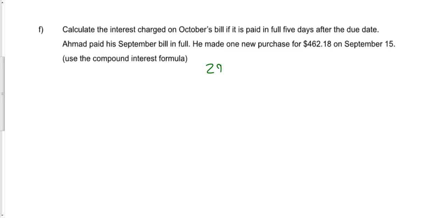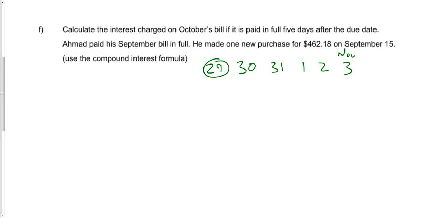5 days after would be, so this date you're fine, but he's late paying by 5 days. Because this is October, there's October 30th, the 31st, November 1st, November 2nd, November 3rd. 1, 2, 3, 4, 5. So he's going to pay it on November the 3rd.